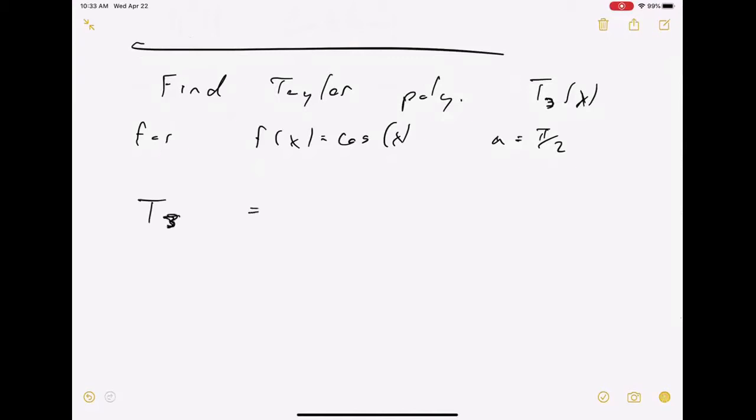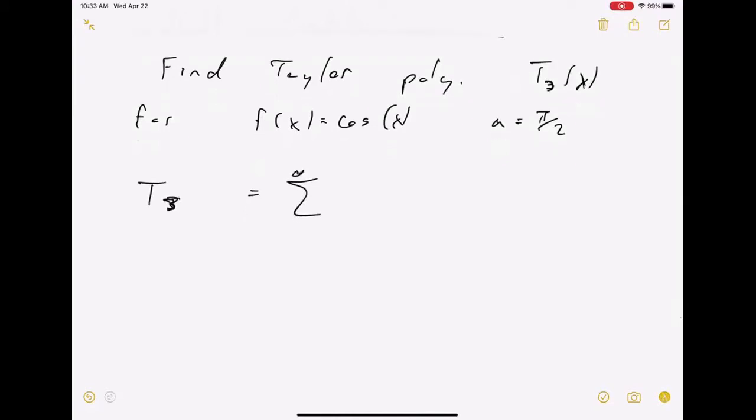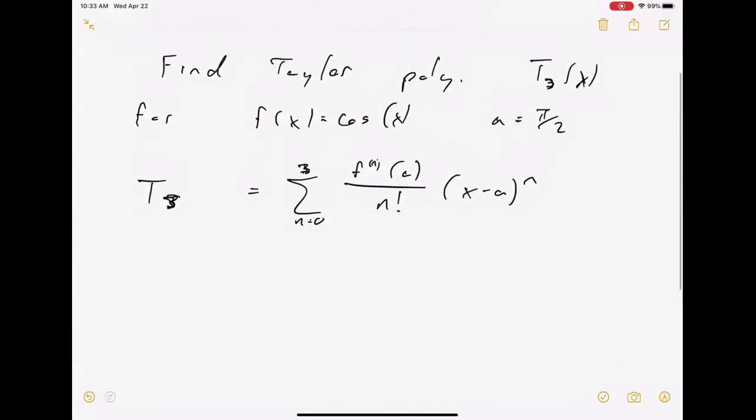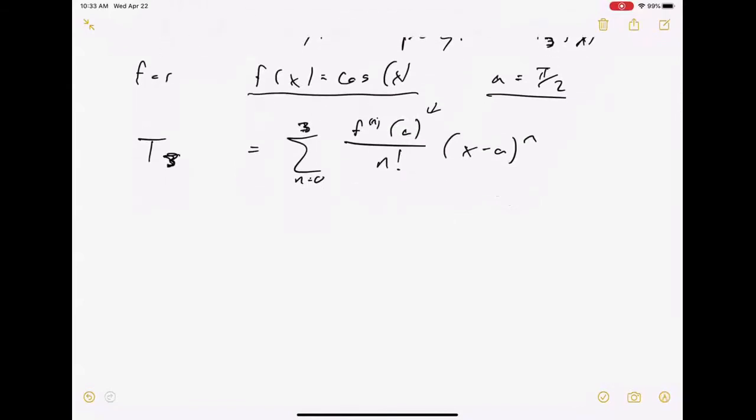We do the same process as finding our Taylor series, but instead of going to infinity, we go to 3 up top. Okay. And then everything else is the same. We have the derivatives here at a divided by n factorial x minus a to the power n. So basically all we need to do are find our derivatives of f and plug in a, and those are our coefficients, okay? And then everything else is given to us by the formula.